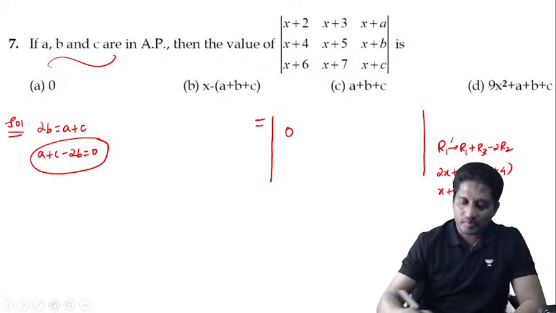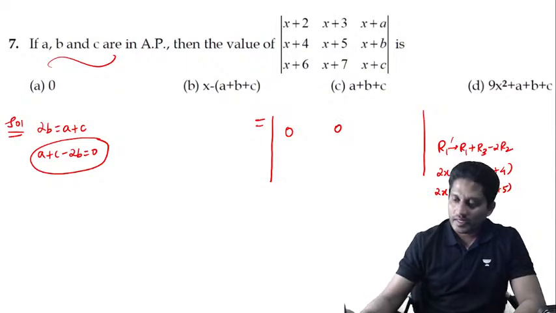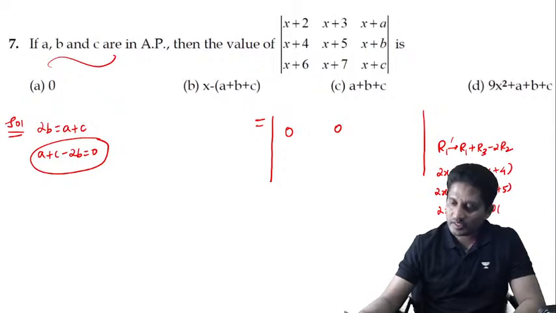This is R1 plus R3. R1 plus R3 will be equal to 2x plus 10, minus 2 times R2 is x plus 5. You open the bracket, this is 0. Again R1 plus R3, 2x plus A plus C, minus 2 times R2 is 2 times x plus B.